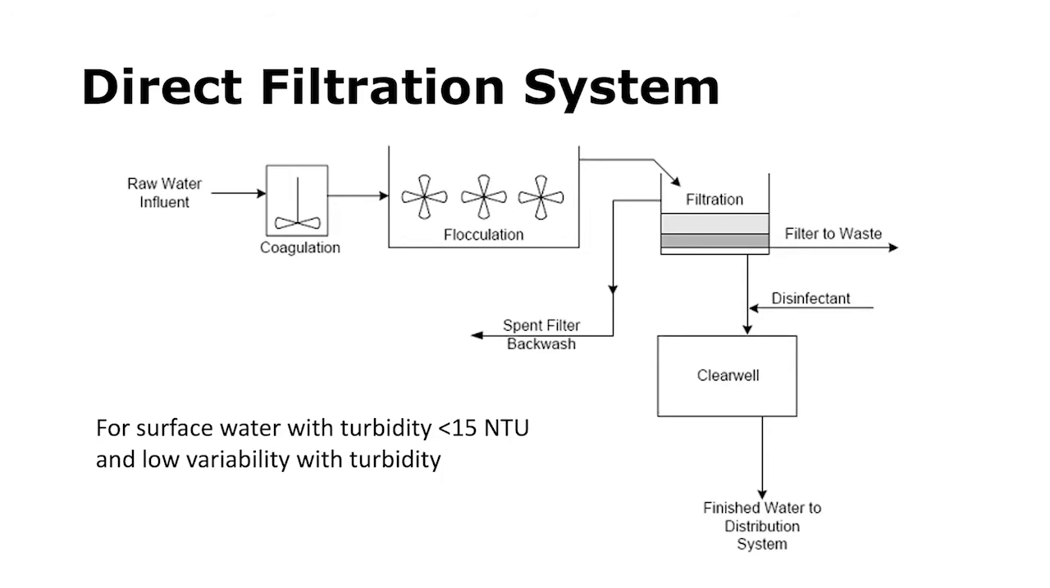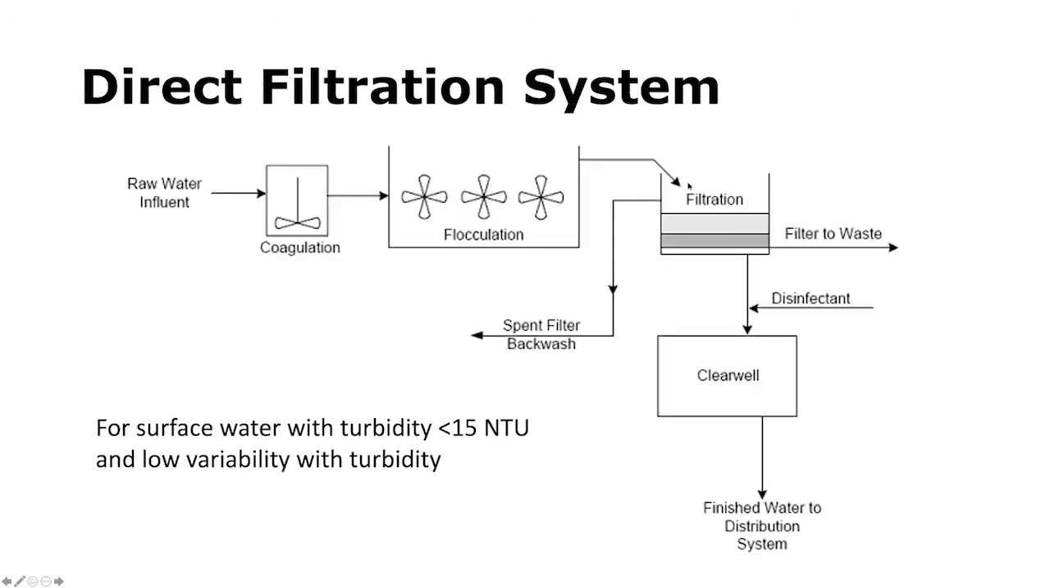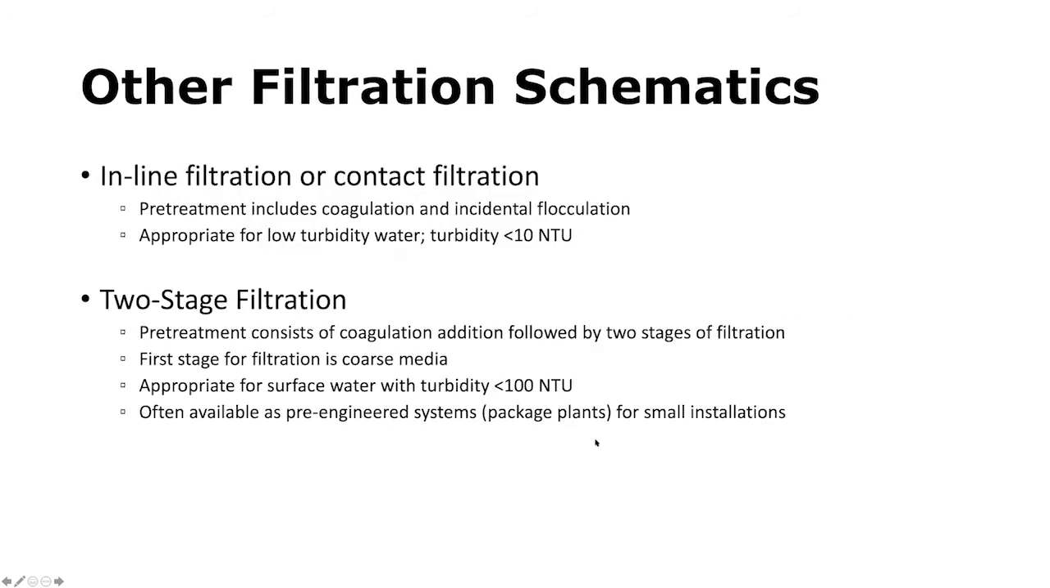For cleaner surface waters or for groundwaters that have turbidity of less than 15 NTU, and where this turbidity value has low variability, we can use what's known as direct filtration. So you see the difference here is that we just skip the sedimentation step, going straight to filtration after flocculation. So this saves us a lot of space in the treatment system, saves us a cost associated with sedimentation, but it can only really be used for waters with low turbidity.